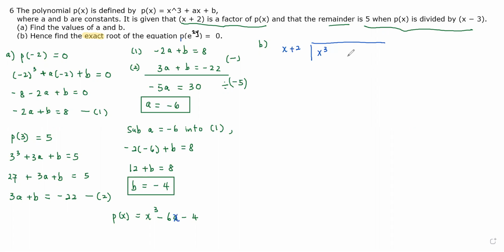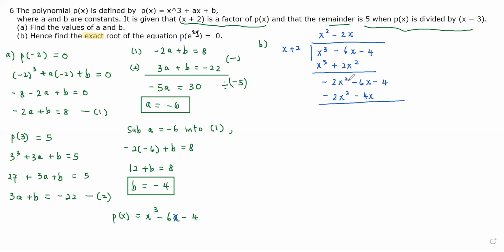Sorry, this is x cubed minus 6x minus 4. So x cubed divided by x, that is x squared. Then x squared times x plus 2 is x cubed plus 2x squared. Subtracting the second line from the first line, we have negative 2x squared minus 6x minus 4. Negative 2x squared divided by x is negative 2x. That will give us negative 2x times x plus 2, we have negative 2x squared minus 4x.